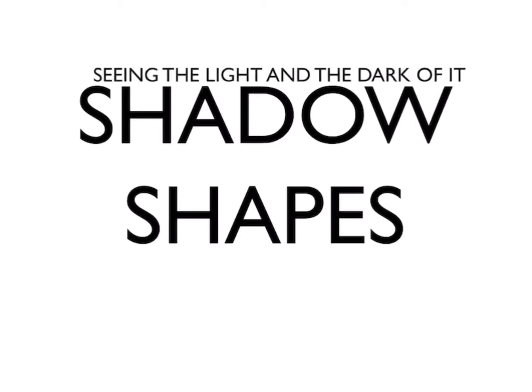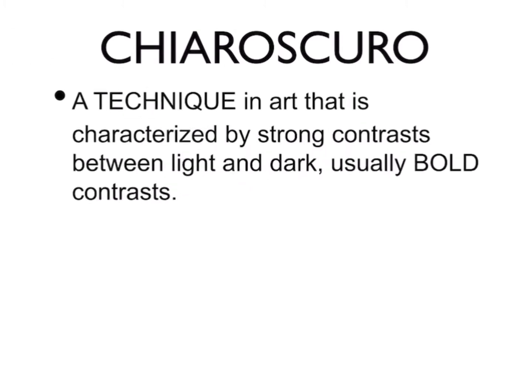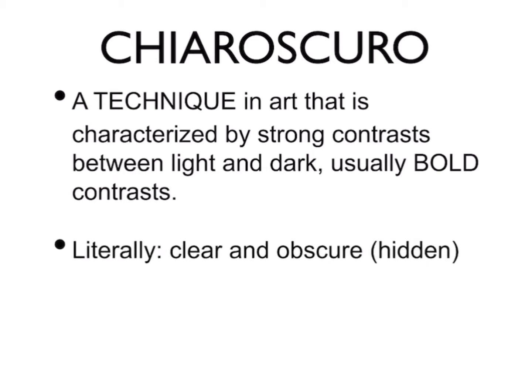Shadow shapes, seeing the light and dark of it. Today, we are talking about chiaroscuro, a technique in art that is characterized by strong contrast between light and dark, usually bold contrast. Literally, it means clear and obscure or hidden. It deals with dramatic lights and darks.